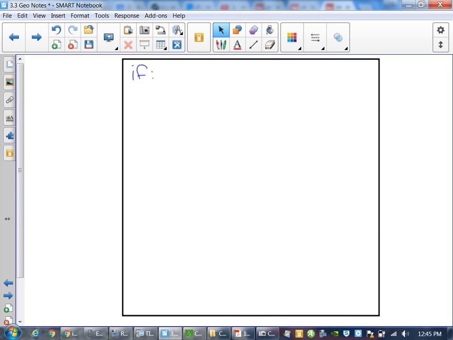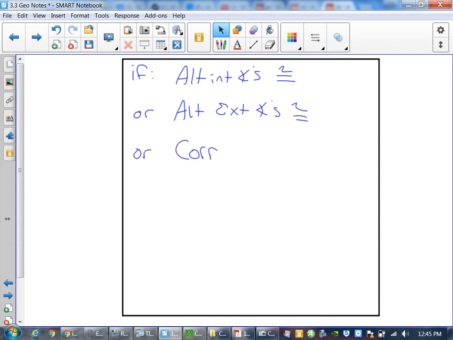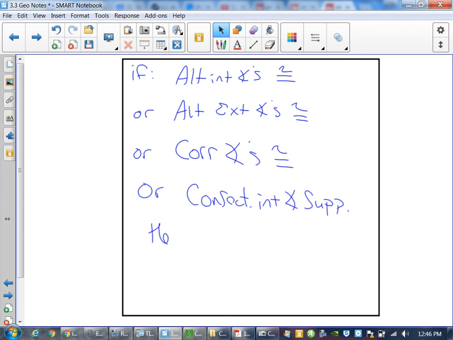Well, how do you show that lines are parallel? Well, you do one of these four things. If alternate interior angles are congruent, or alternate exterior angles are congruent, or corresponding angles, or consecutive interior are supplementary, then the lines are parallel.